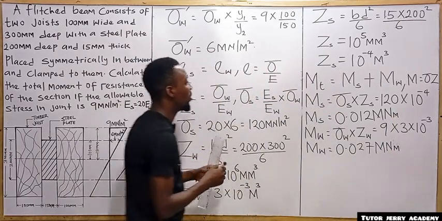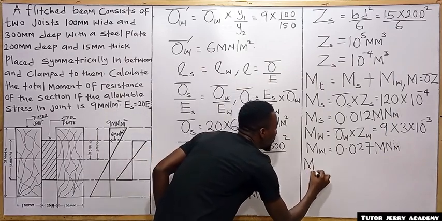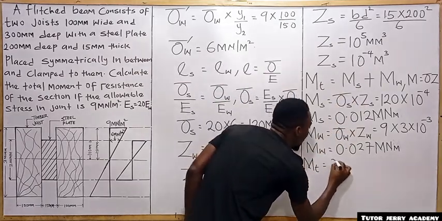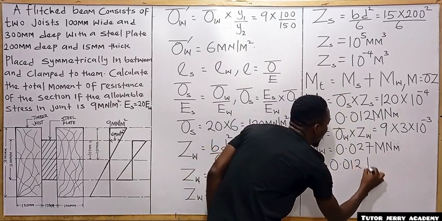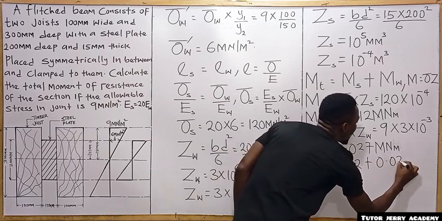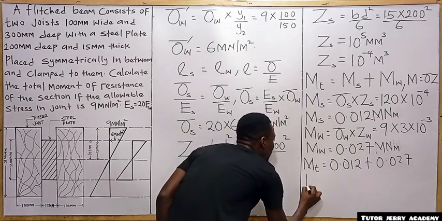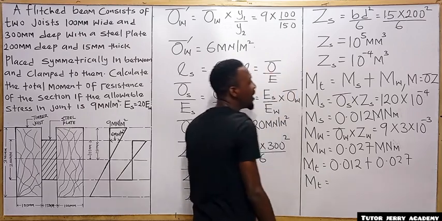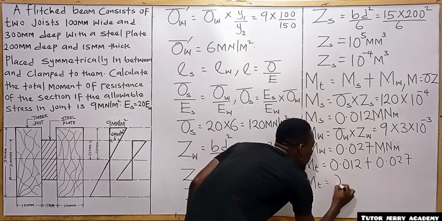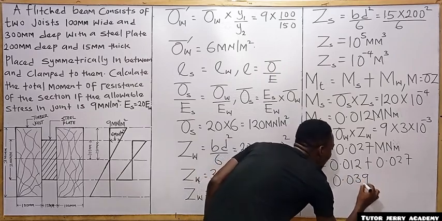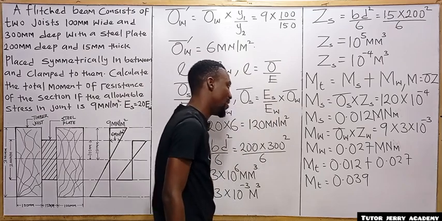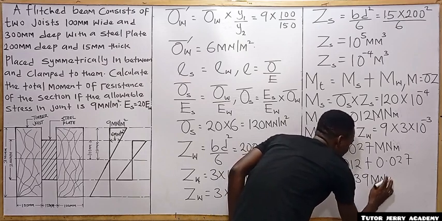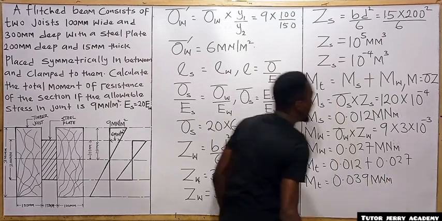All right, so we can therefore say the total moment of resistance will be equal to the moment of resistance of steel, which is 0.012, plus 0.027. If you sum that together, the total moment of resistance will be 0.039. Don't forget, our unit is going to be mega Newton meter. All right, so that will be our answer.